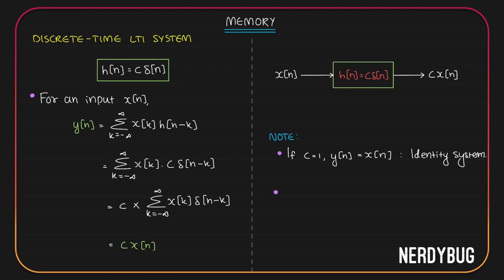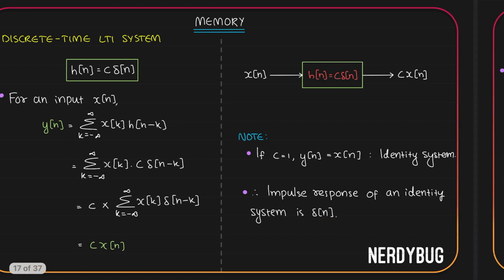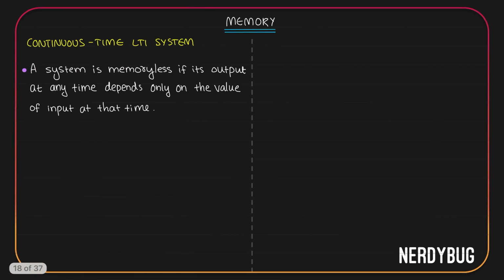But in that case, what would be the impulse response of this system? C is 1, so the impulse response c delta of n will just be delta of n. So we can conclude that the impulse response of a discrete time identity system is just delta of n. Now let us consider a continuous time LTI system.